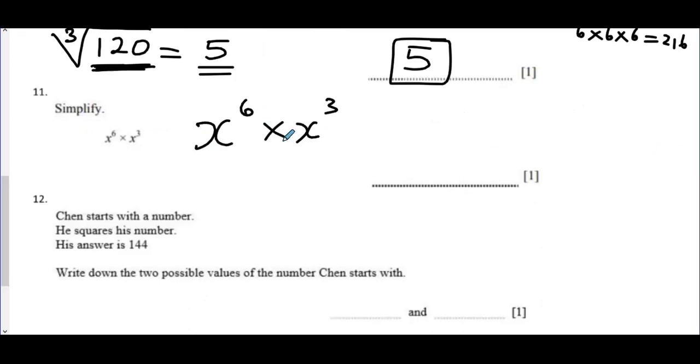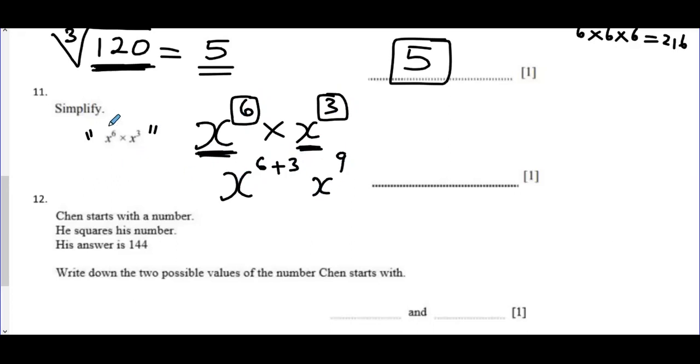So x to the power of 6 times x to the power of 3, this is the concept of laws of indices, which says that when you are multiplying same bases, you maintain the same base, which is x, and what happens to the indices? These indices will be added, so meaning 6 plus 3. And what is 6 plus 3? The answer will be x to the power of 9. So x to the power of 6 times x to the power of 3, the answer will be x to the power of 9. This is your answer, okay?